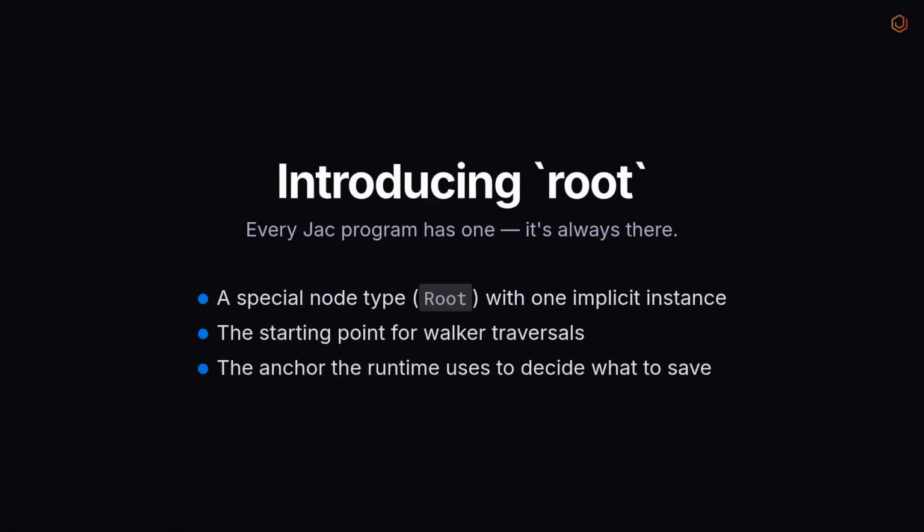Every Jack program has a special node called root. There's one type, root, capital R, and one instance, always present, always accessible. Root is the starting point for walker traversals when a walker uses root entry. And root is the anchor the runtime uses when it decides which nodes to write to disk.